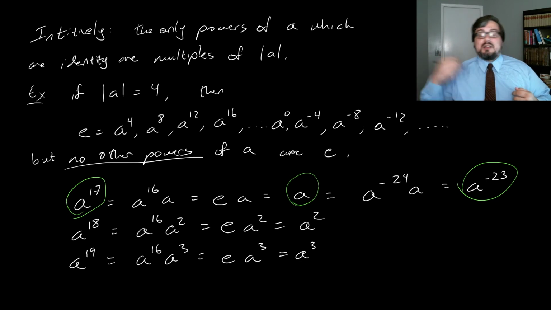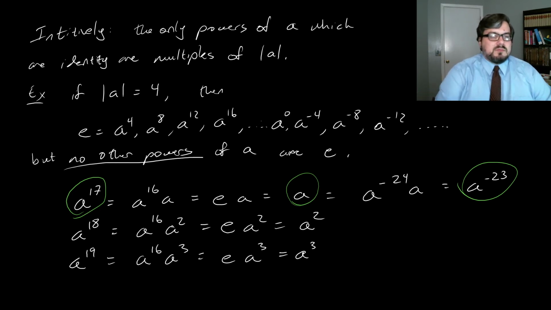As we raise higher and higher powers of A, we just keep repeating the same elements over and over again. A squared, A cubed, A squared, A cubed, and so on and so forth. This is hopefully reminiscent of what happens when we look at the elements of Z mod NZ, where if I take Z mod 4Z, then the elements of that look like 1 bar, 2 bar, 3 bar, 0 bar, 1 bar, 2 bar, 3 bar, 0 bar, and so forth and so on. In fact, the relationship here is strong.